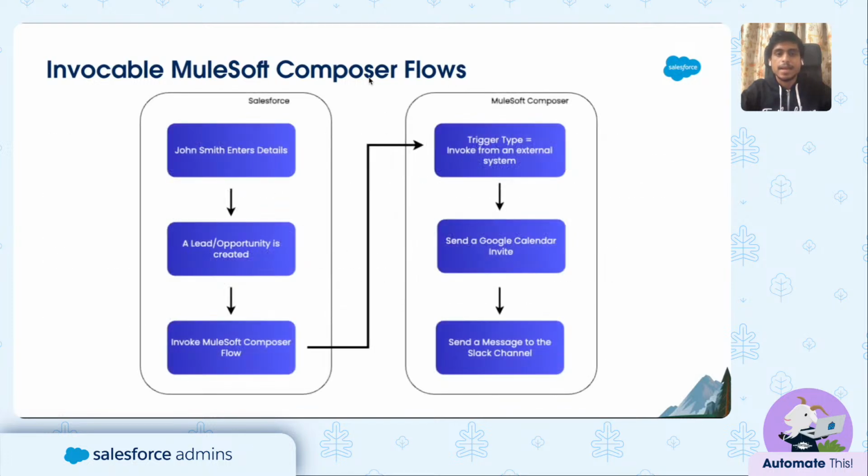And this is the entire data flow, I would say. So if we see, we have two different systems involved. One is Salesforce, with help of which we'll be capturing the customer details, and the MuleSoft Composer, using which we'll be doing some backend automations such as sending a Google Calendar invite, as well as sending a message to the Slack channel of Jepson Cycles.